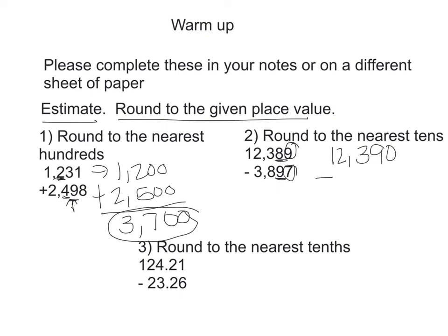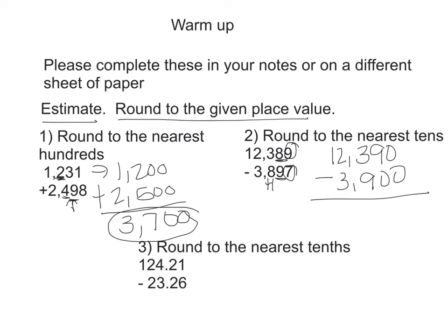Again, this 7 is bigger than 5, and so I'm going to make that 9 bigger. Now remember, bigger than 9 is 10, so I have to actually add 1 onto this 8 here, and that's going to become 3,900. Okay, now I can go ahead and subtract.